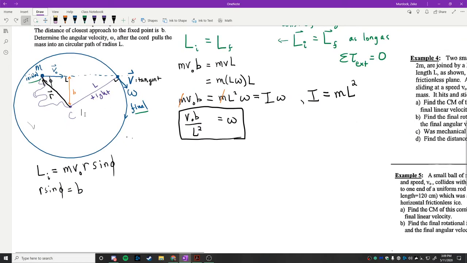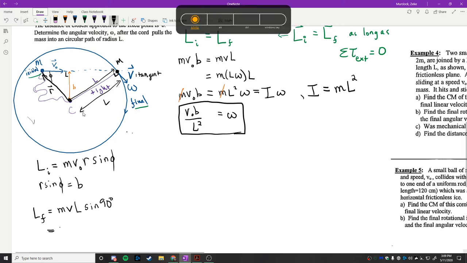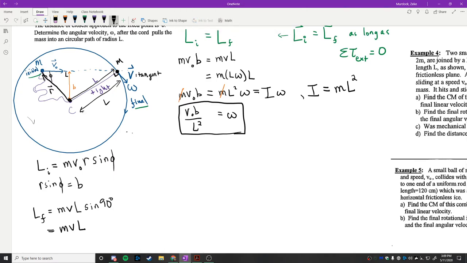So in this problem, once my mass gets to here, it's now moving around in a circle. Since it's going in a circle, its velocity should be changing, but the speed is constant, and the angular speed should be constant. So I just use the same definition as I did here. You say L final should be equal to mass times my new velocity v times the distance from C to here, which is that distance L, right? And then you multiply by the sine of the angle between that vector, the L vector, which goes that way, and the v vector, which goes this way. There's a right angle here, which means the angle is 90 degrees. So you're just left with MVL. Hopefully that makes sense.